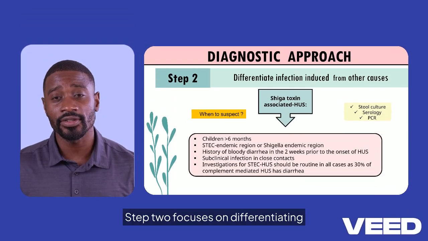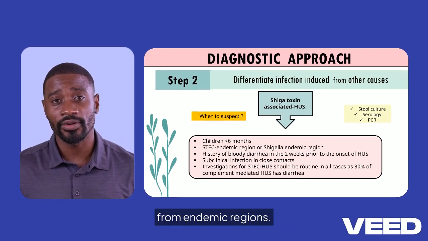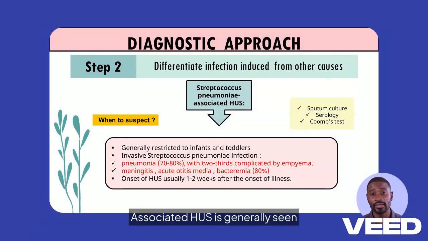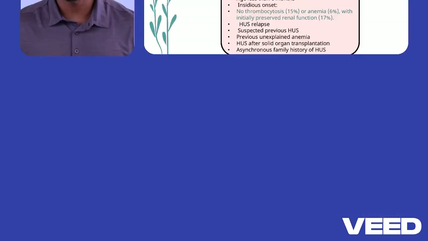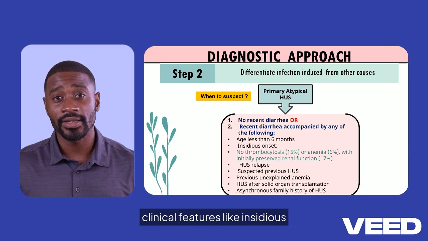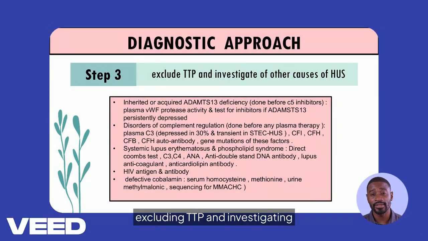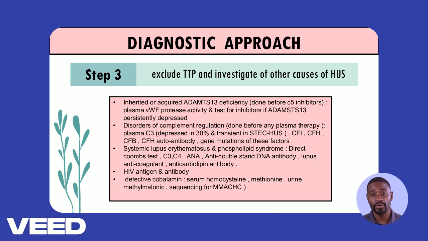Step 2 focuses on differentiating infection-induced HUS. Shiga toxin-associated HUS should be suspected in children with recent bloody diarrhea or those from endemic regions. Streptococcus pneumoniae-associated HUS is generally seen in infants and toddlers. It often follows invasive infections like pneumonia or meningitis. Primary atypical HUS should be suspected in cases without recent diarrhea or with specific clinical features like insidious onset or family history of HUS. Step 3 involves excluding TTP and investigating other causes of HUS. This includes testing for ADAMTS13 deficiency and complement regulation disorders.